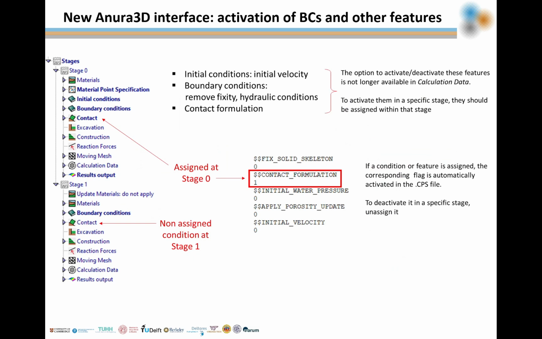Boundary conditions and features can now be activated and deactivated per stage. Instead of modifying them in calculation data, users assign boundary conditions within each stage. When a condition is assigned, the flag is automatically activated in the CPS file. To deactivate a feature, simply unassign it in that stage.